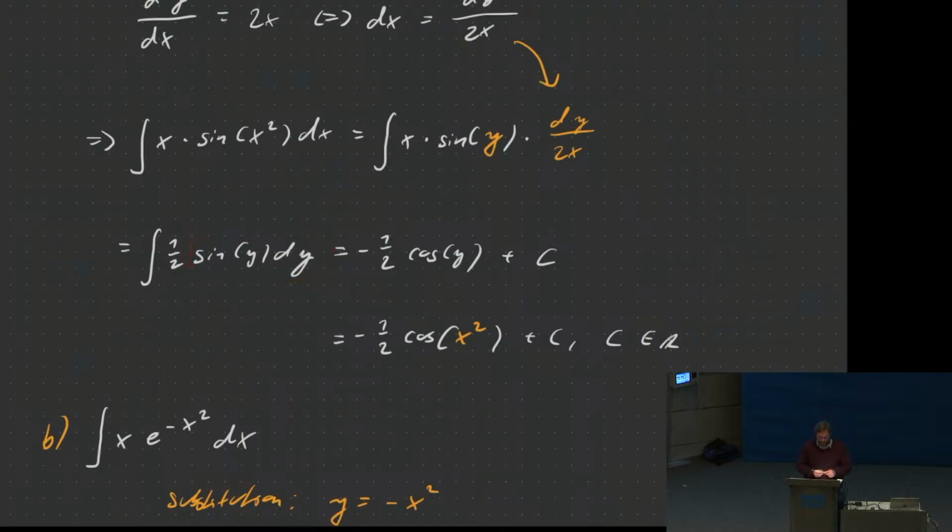The integral of sine y is the negative cosine of y, so I'll solve that. And then at the end, I just undo the substitution that I started with. So remember, y is the same as x squared, so instead of y, I just write x squared. And then I'm done.